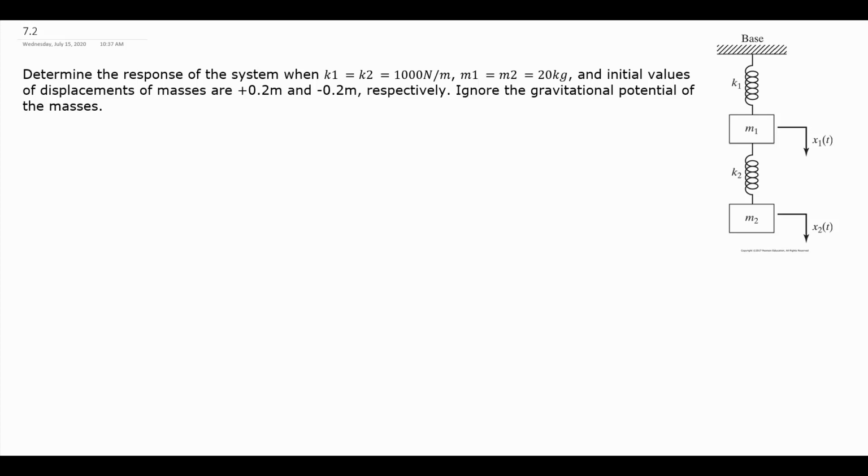This problem has us find the response of the system, that is x1 and x2, due to an initial condition. So we are just trying to find what I will call x of t as a vector, which is x1 and x2.